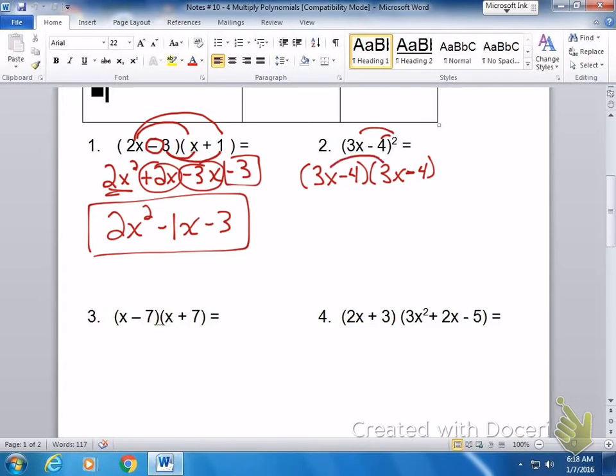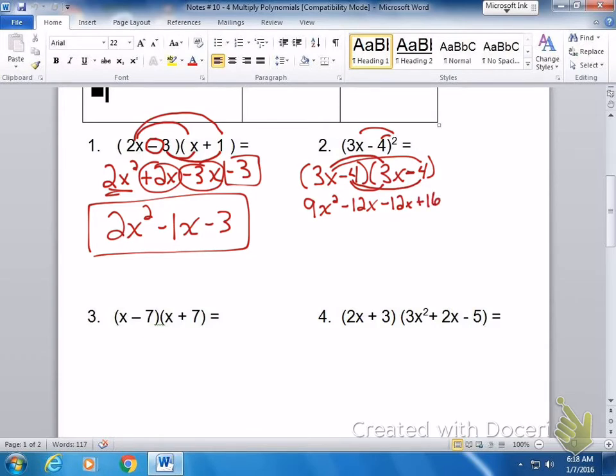First, I'm going to start with 3x times 3x. 3 times 3 is 9. X to the first times x to the first is x squared. Now I go to the last one. 3x times negative 4 would be negative 12x. Now I come to the second term. Negative 4 times 3x is another negative 12x. Then I have negative 4 times negative 4 is positive 16.